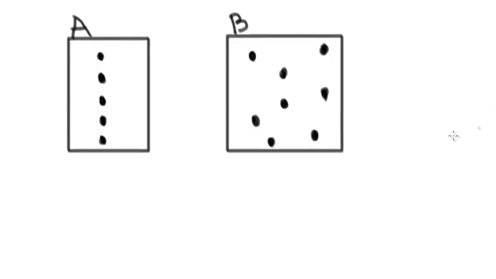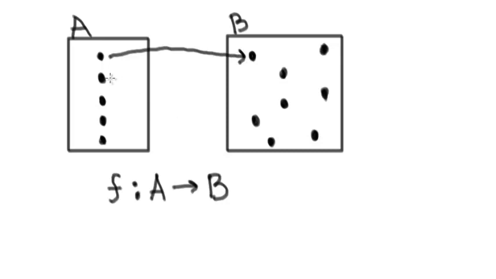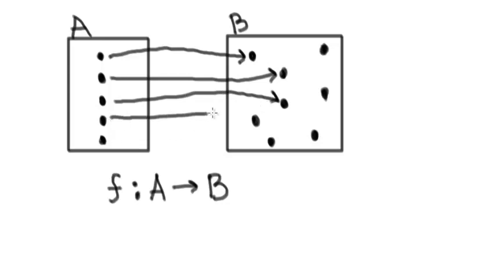Again, let's take a look at two sets A and B. All of these points are elements of A, and all of these points are elements of B. We will consider the following function f from A into B. Let's say that this element gets mapped over here, this element gets mapped over here, this element gets mapped over here, this one goes over here, and this one maps over here.